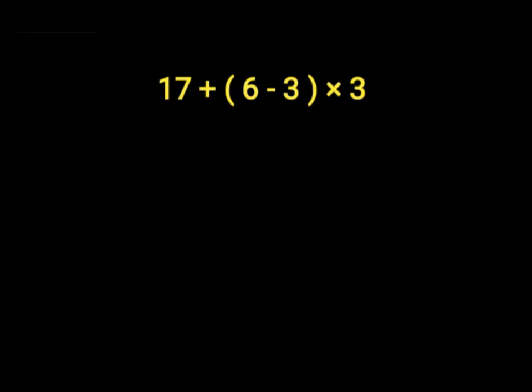17 plus parenthesis 6 minus 3 times 3. In our parenthesis, 6 minus 3 will give us 3. Then we have 17 plus 3 times 3. 17 plus 3 will give us 20. Then we have 20 times 3. 20 times 3 is equal to 60.